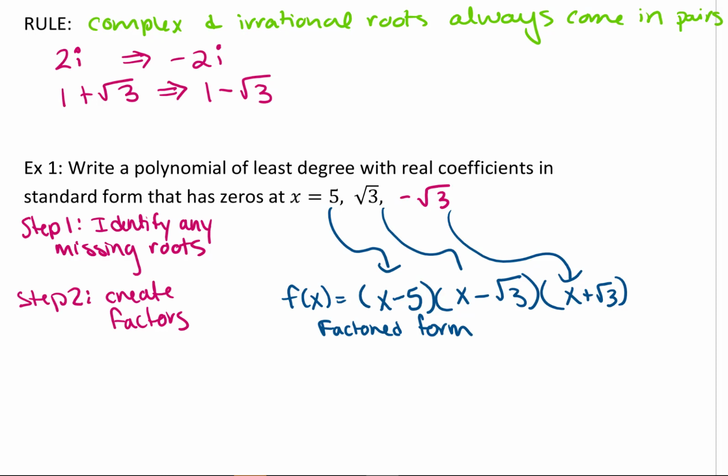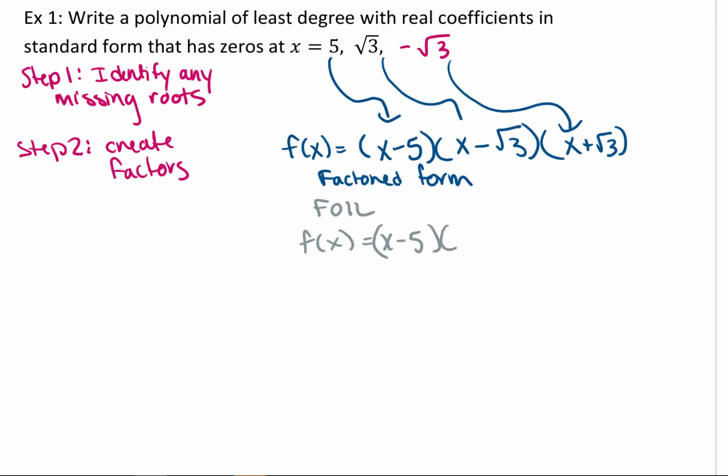Now that we have factored form, we're going to expand and go into standard form. So I get x times x, which is x squared. Outer is positive root 3x. Inner is negative root 3x. And last, we're multiplying a negative and a positive, so that gives us a negative. And then root 3 times root 3 is going to give us negative 3. Now I'm going to simplify.